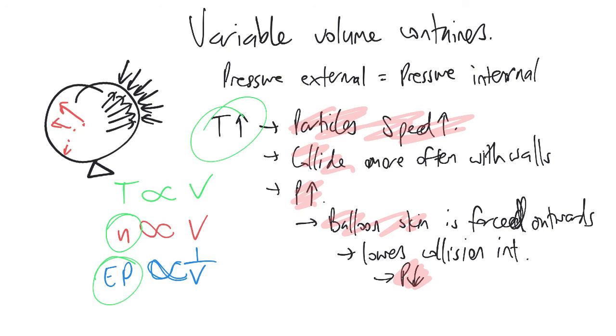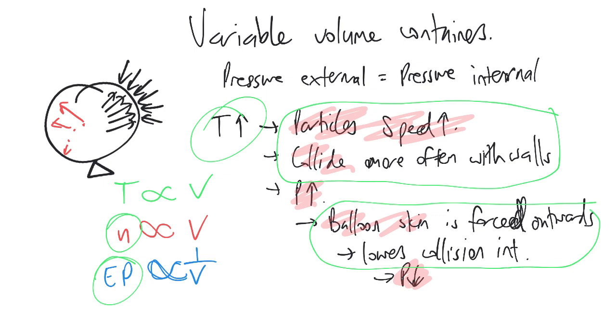Okay, so those are the three relationships that you need to know, but you need to know that you need to discuss it in terms of these things here, how they collide with the walls, and then how that changes the amount of collisions and therefore the pressure readjusts itself. All right, and that's it for variable volume containers.